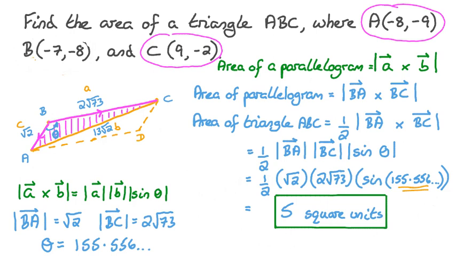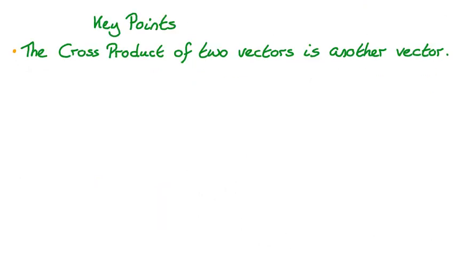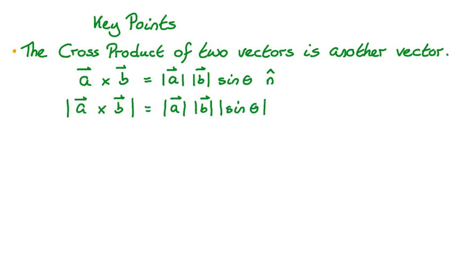We will now summarise the key points from this video. We saw in this video that the cross product of two vectors is another vector. However, the magnitude of this cross product is a scalar. A cross B is equal to the magnitude of vector A multiplied by the magnitude of vector B multiplied by sine of angle theta multiplied by the unit vector n, where theta is the angle between vectors A and B. The magnitude of the cross product is equal to the magnitude of vector A multiplied by the magnitude of vector B multiplied by the magnitude of sine theta.